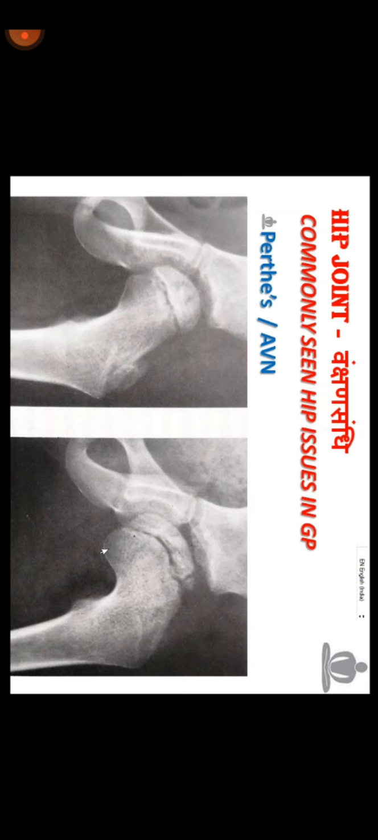Sclerotic changes of the epiphysis of the femoral head are present at that particular area, at that particular head of the femur. Hip joint space is increased in this case, and that is the main pathology in case of Perthes disease.